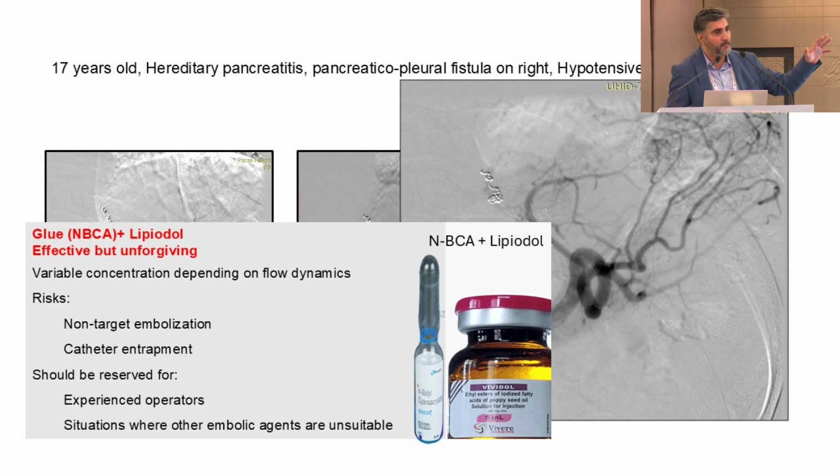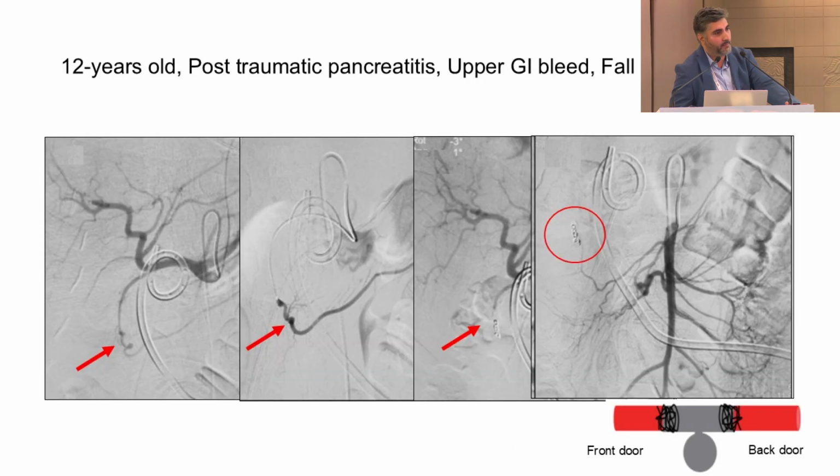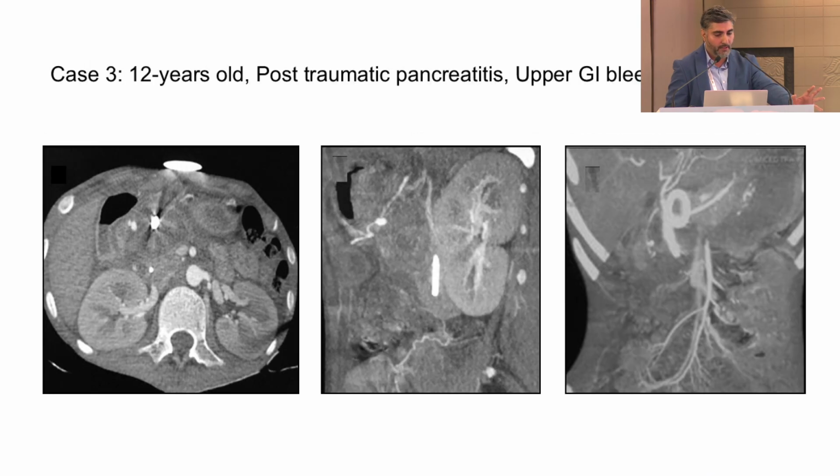It was arising from the mid-splenic artery somewhere, a small branch. We were not able to cannulate, so we just kept our microcatheter near the mouth of the branch and used glue in this case. Glue is effective but unforgiving. We can have variable concentration depending on the flow dynamics in the artery. Risks include non-target embolization and catheter entrapment. It should be reserved for experienced operators and used only where other embolic agents are not suitable.